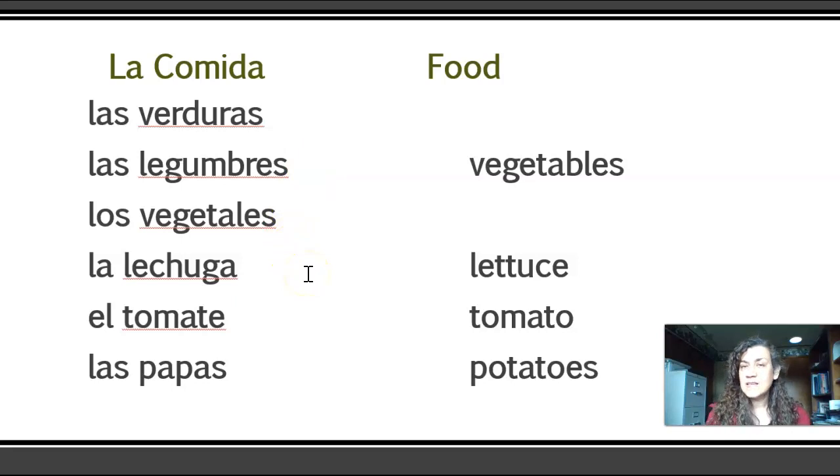La lechuga is lettuce. La lechuga. El tomate, that one's pretty obvious. That's tomato. El tomate. And las papas are potatoes. Las papas.